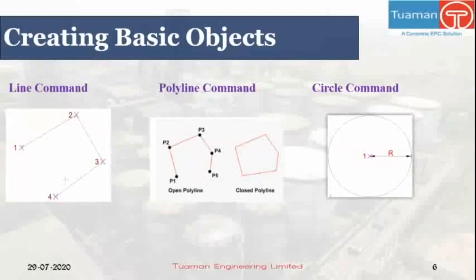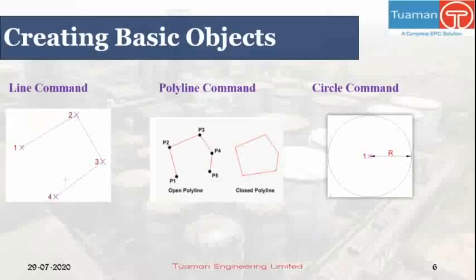First one is line command. The line command is used to draw a straight line segment, a series of line segments between any 2 points, objects, or features in the drawing. Each line segment acts as a separate drawing object, as shown in the figure, and can be edited independently.